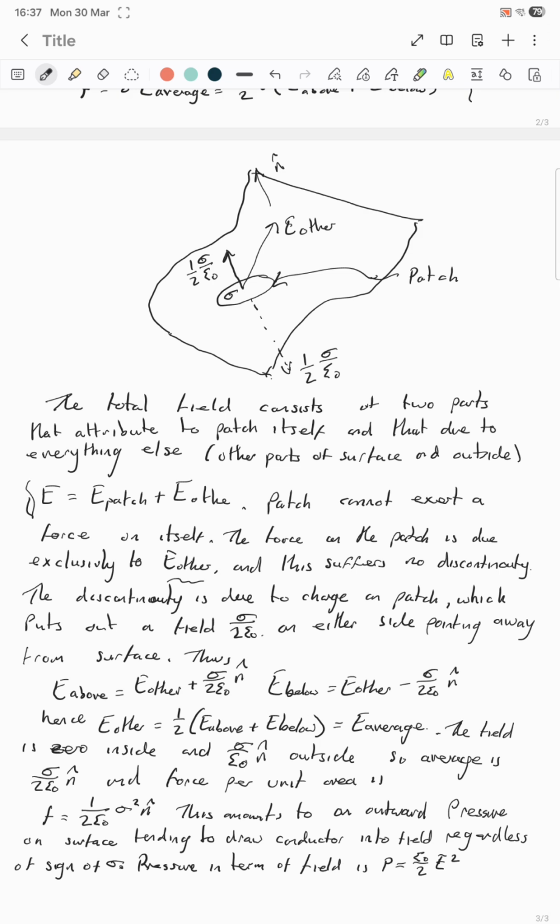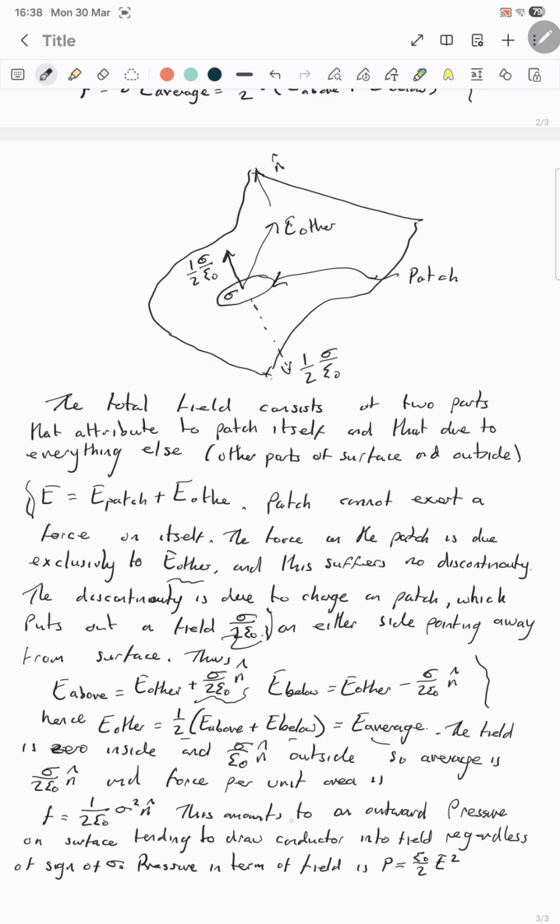The discontinuity is due to the charge on the patch, which puts out a field given here on either side pointing away from the surface. Thus our electric field above, we're adding this term in here. Now the electric field below will simply subtract that. So the electric field over the patch is 1/2 above and below, which equals the average.